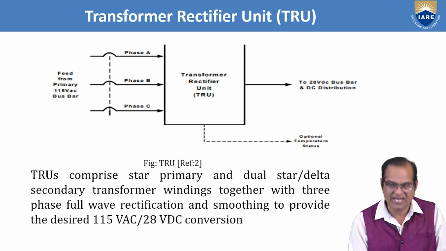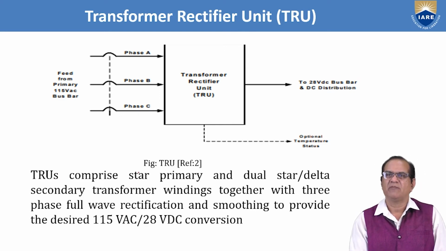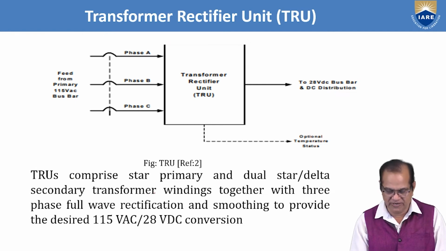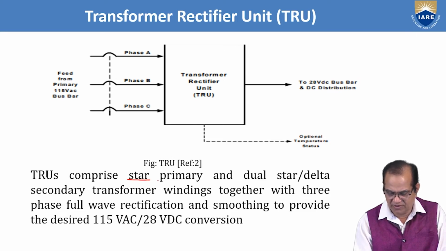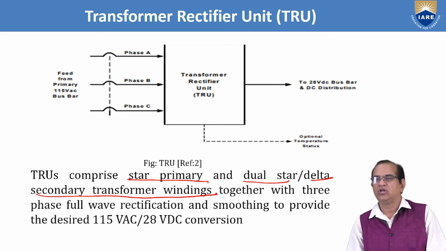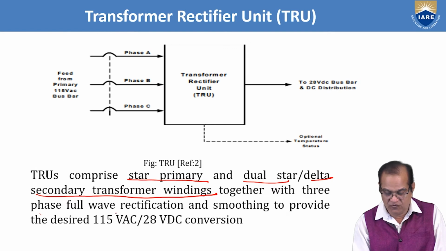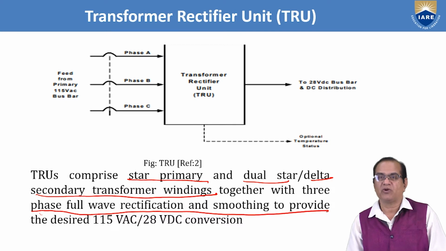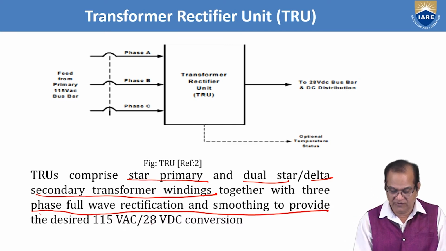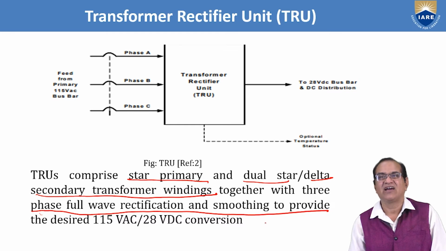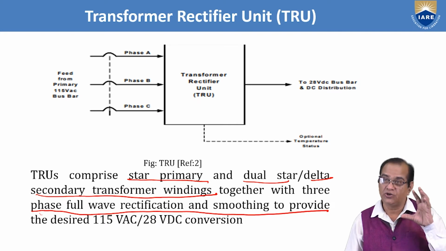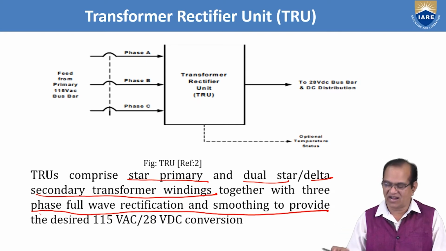The TRU, or transformer rectifier unit, comprises a star primary and dual star or delta star secondary transformer. Here the star primary and the dual star or delta star secondary transformer windings are used together with a three-phase full wave rectifier. Three-phase full wave rectifiers are required to provide the desired 115 volt to 28 volt DC conversion. So these TRUs are used to convert, and in this we use dual star or delta star secondary transformers.